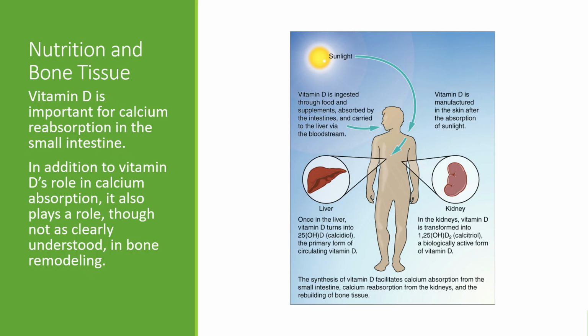Nutrition in bone tissue. Vitamin D is important for calcium absorption in the small intestine. So you've got to have vitamin D for that. In addition to vitamin D's role in calcium absorption, it also plays a role, though it's not clearly understood, in bone remodeling. So vitamin D is really important for keeping your bones healthy.